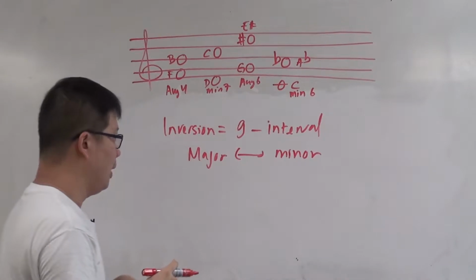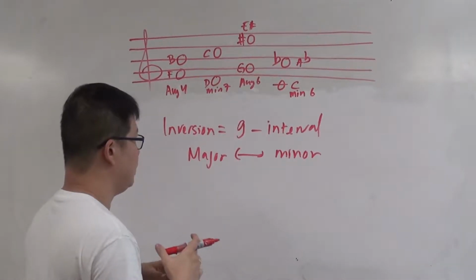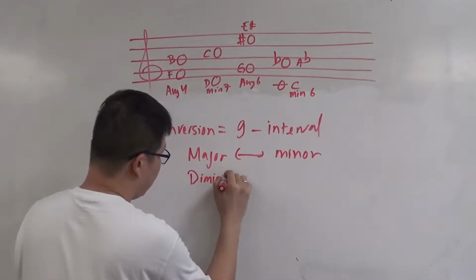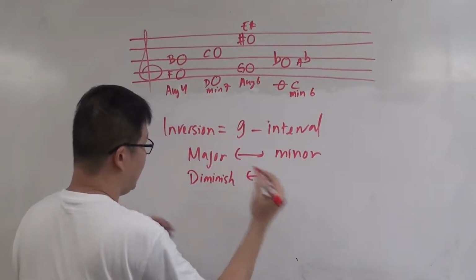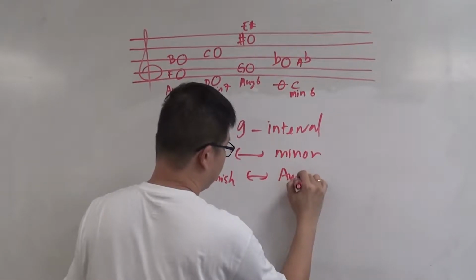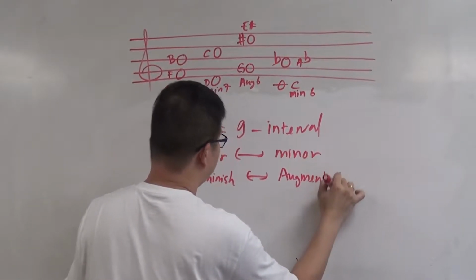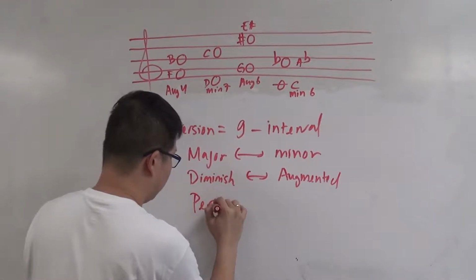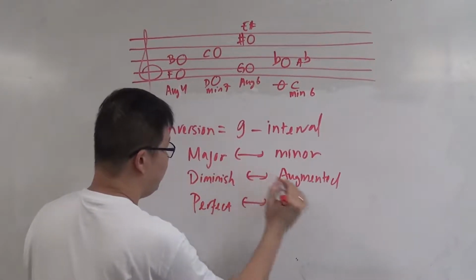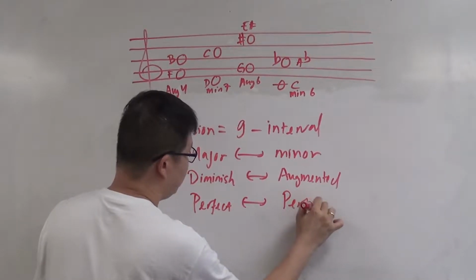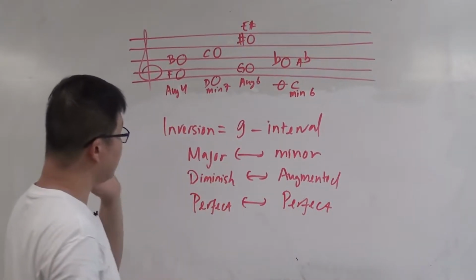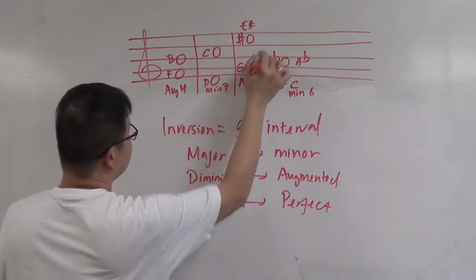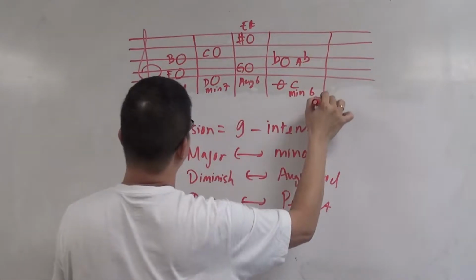If, let's say, the original interval is diminished, once you inverse, it becomes augmented. Now, if, let's say, the interval is perfect, when you inverse, it stays the same, which is perfect. Now, let's take a look at the previous example. I have this example, I have this one. Let me divide so it's clearer.